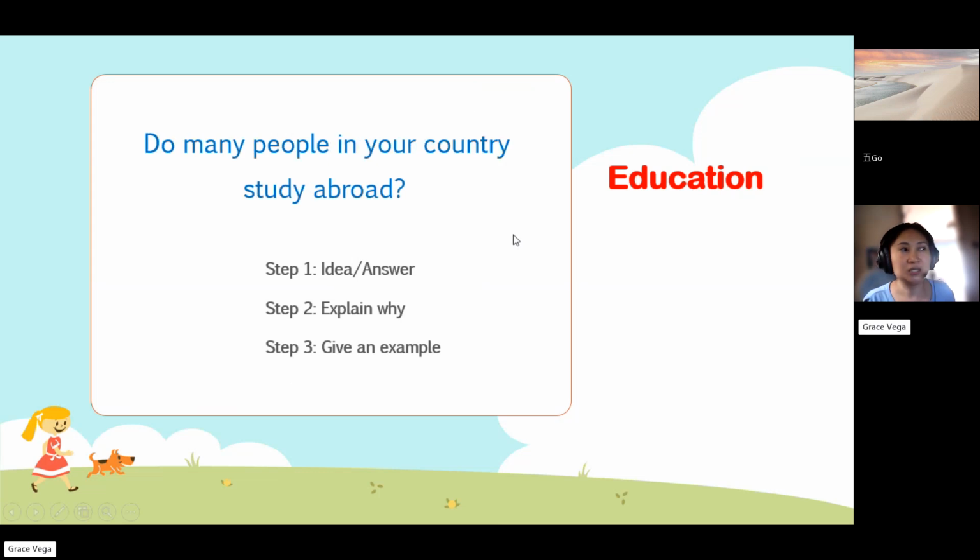How about this question, Daisy? Do you think many people in your country study abroad? Yes, I think many people in this country love to study abroad. Can you explain why they want to study abroad? They study abroad for the future. They want to work in another country. They want to experience the life there.